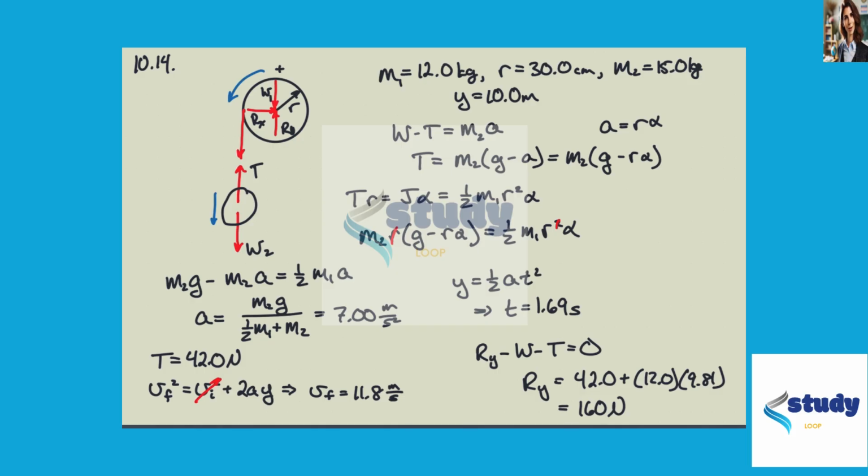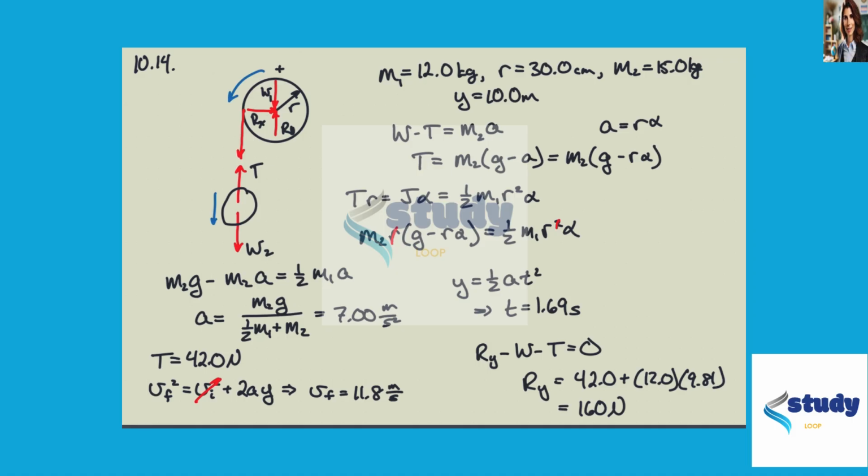Now we can go back up here and plug in A, G and M2, and get T, and that winds up being 42 newtons. So while this is falling, there's 42 newtons of tension in that rope, which is much less than the weight of the bucket.